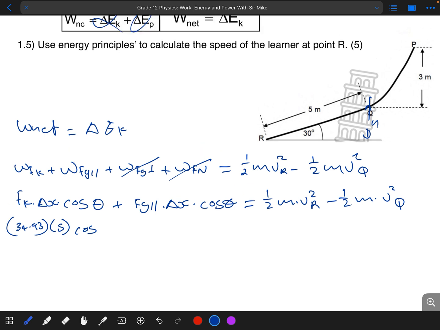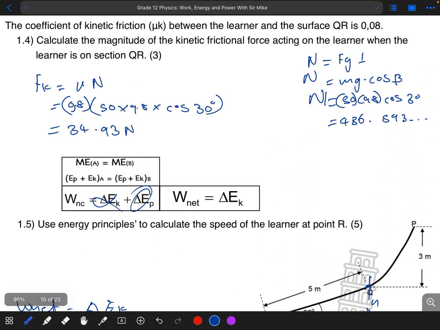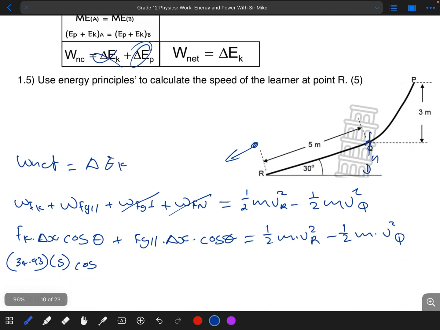Remember that theta is simply the angle between the directions of the displacement and the force. We know that our object was displaced downwards, so our Fk would be in the opposite direction.